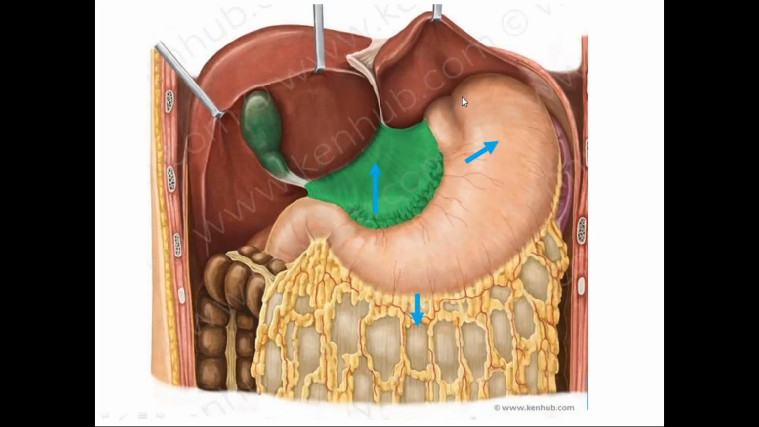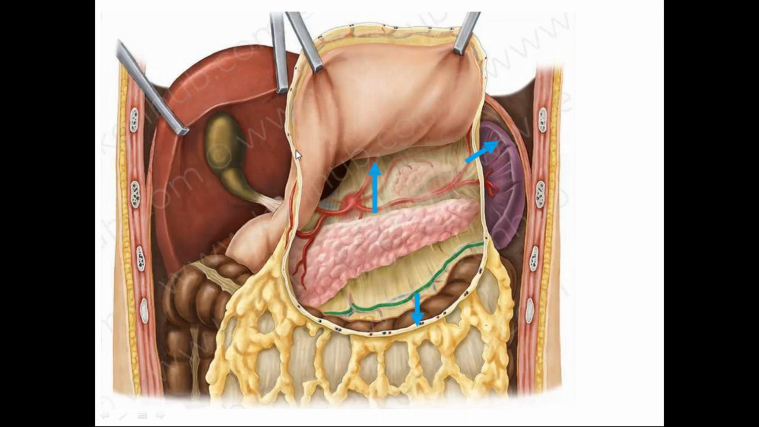Okay. Now you can see in this picture. So the green color one is the lesser omentum and this is the stomach. So the arrow mark shows the position of the lesser sac. Okay. Now after removal of this, you can see the complete lesser sac here. So these are the structures forming the posterior wall of the lesser sac.